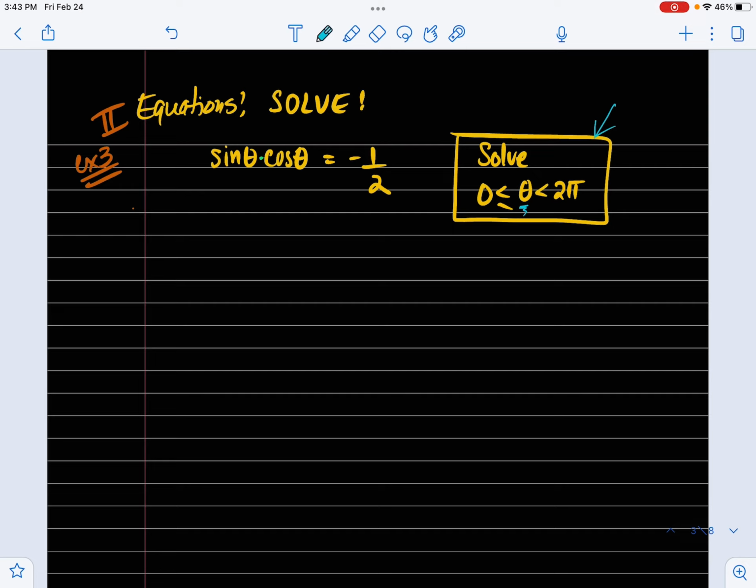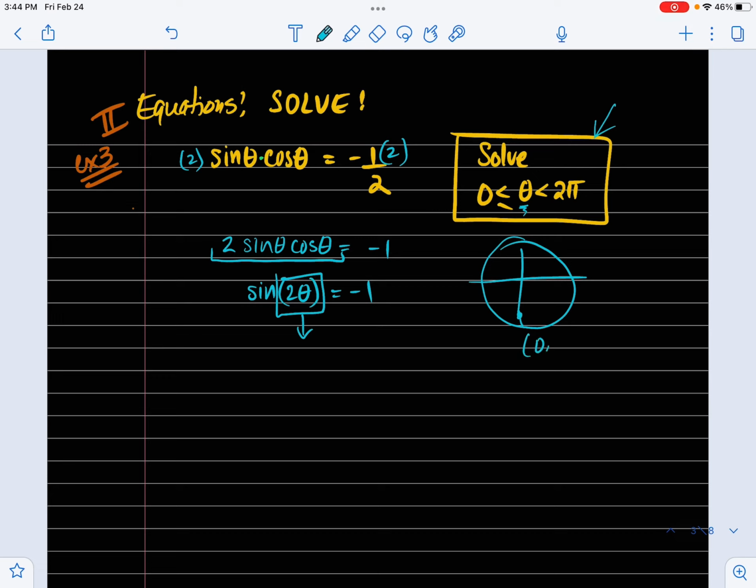We can start off by multiplying this equation by 2 on both sides. That boils down to -1. Now this happens to be the formula for sine 2 theta, if you have your formula chart handy. Okay, keeping that in mind, when I look at this, I'm like, sine of a certain angle is -1. And sine is -1 down here.